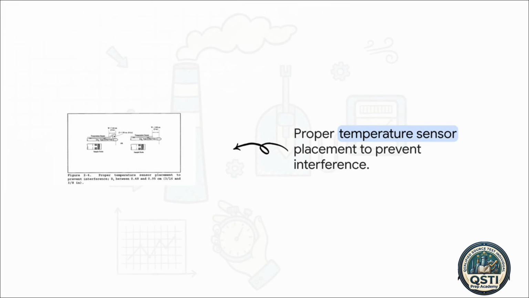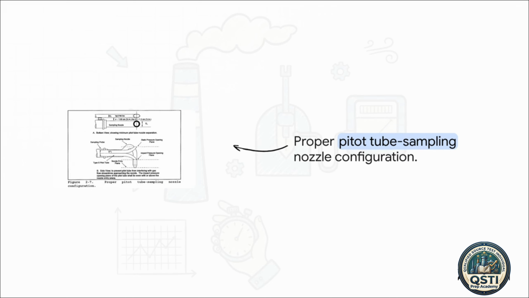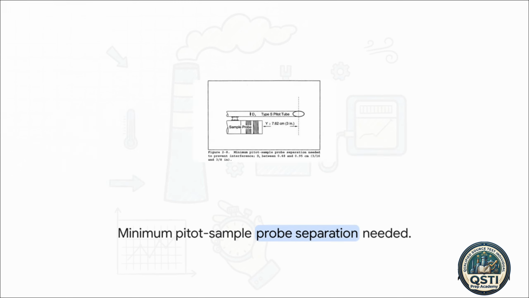Now, assembly precision is key. The temperature sensor must be carefully placed to prevent any aerodynamic interference. Also, the impact pressure opening literally has to be even with or above the nozzle entry plane. And you need a strict minimum separation of 3 full inches from the sample probe to avoid flow disruption.